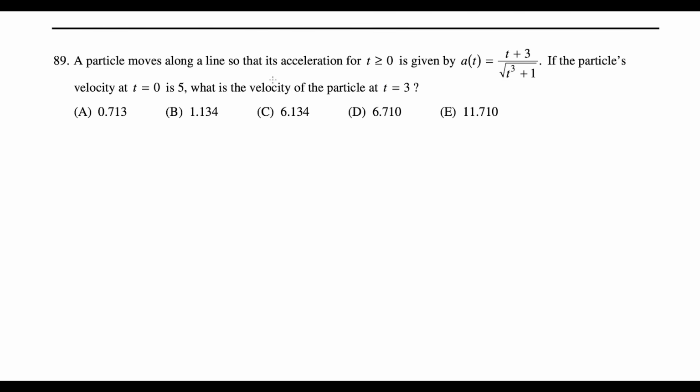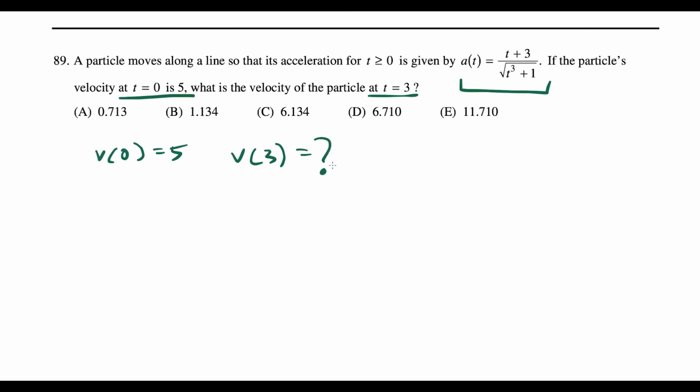So question 89 is a massive topic for the AP test. The integral of the rate tells you the net change of the function. So we have an acceleration function here, and we're told the velocity at time 0 is 5. So v of 0 is equal to 5, and we want to know the velocity at t equals 3.